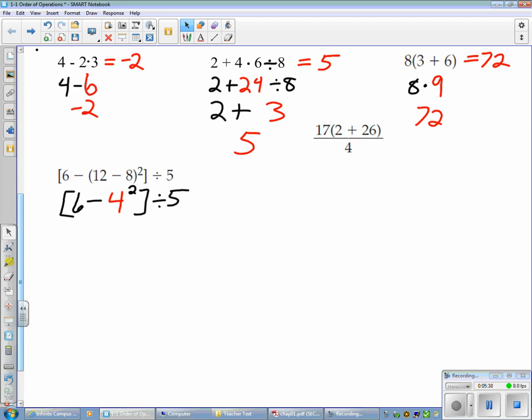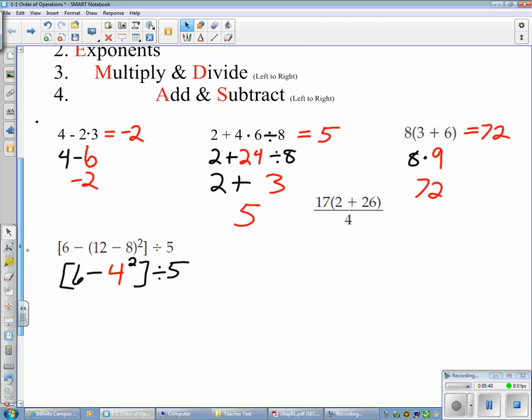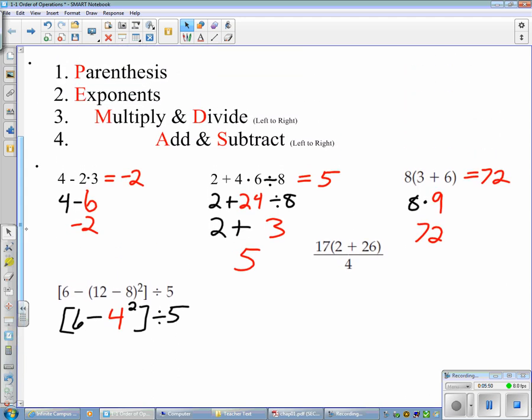Next, I'm still on the parentheses level, but now I have 2 operations. I have a subtract, 6 minus 4, and I have an exponent, 4 raised to the 2 power. In parentheses, you want to make sure you come back to this order. So which do I do first, the subtract or the exponent? Well, the exponent's higher priority than subtracting, so we're going to do that next.